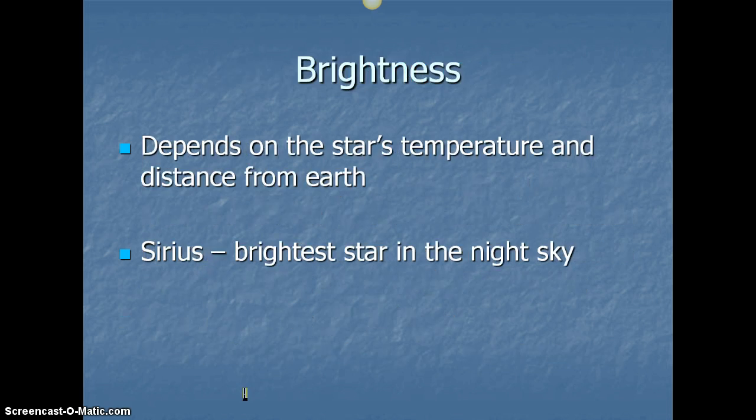Brightness will depend on the star's temperature and the distance from Earth. So those two characteristics will determine how bright a star seems. If it's really close to us, but it's not necessarily a hot temperature, it will still seem bright. If it's really far away, but it's a really high temperature, it'll still seem bright. If it's both, it'll seem really bright. Sirius is the brightest star in our night sky.